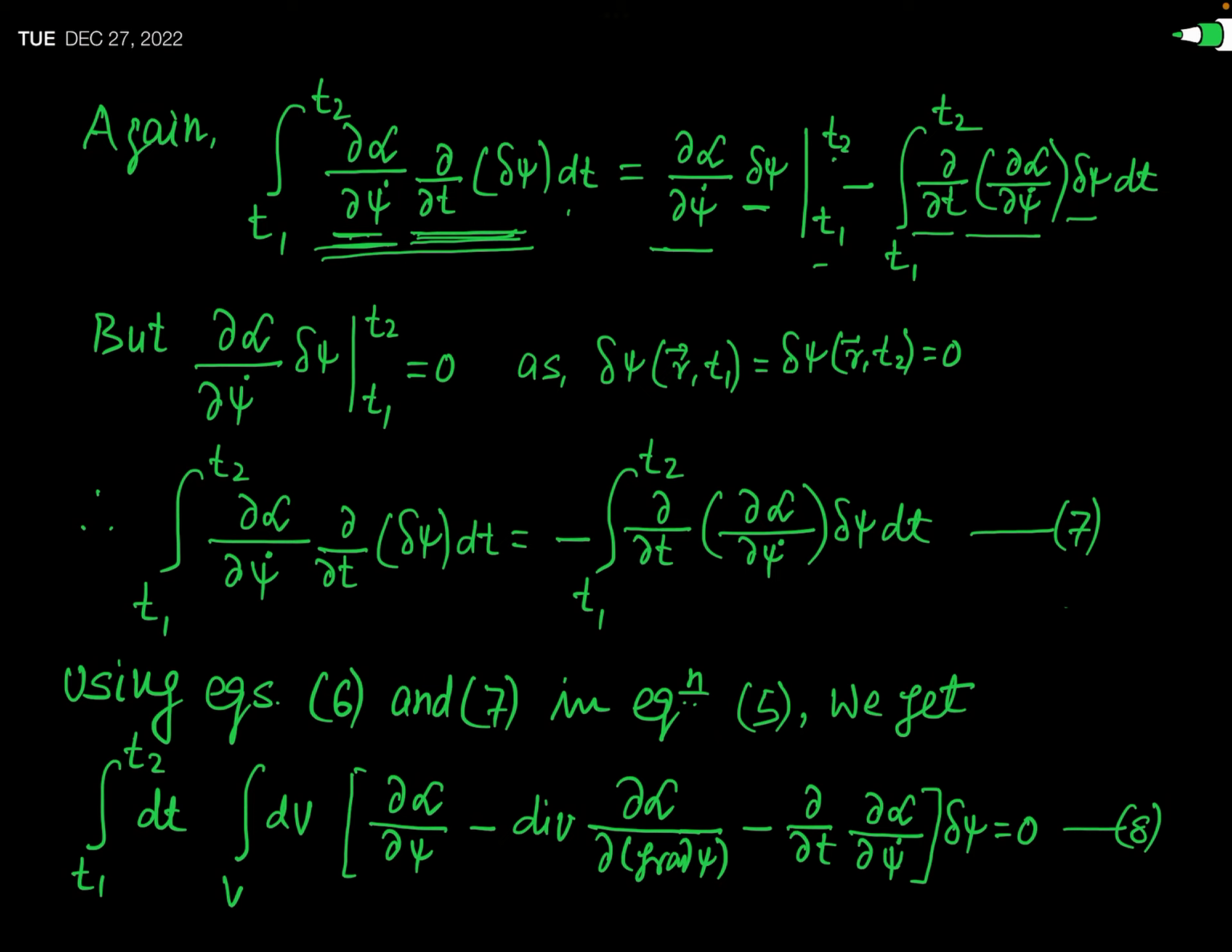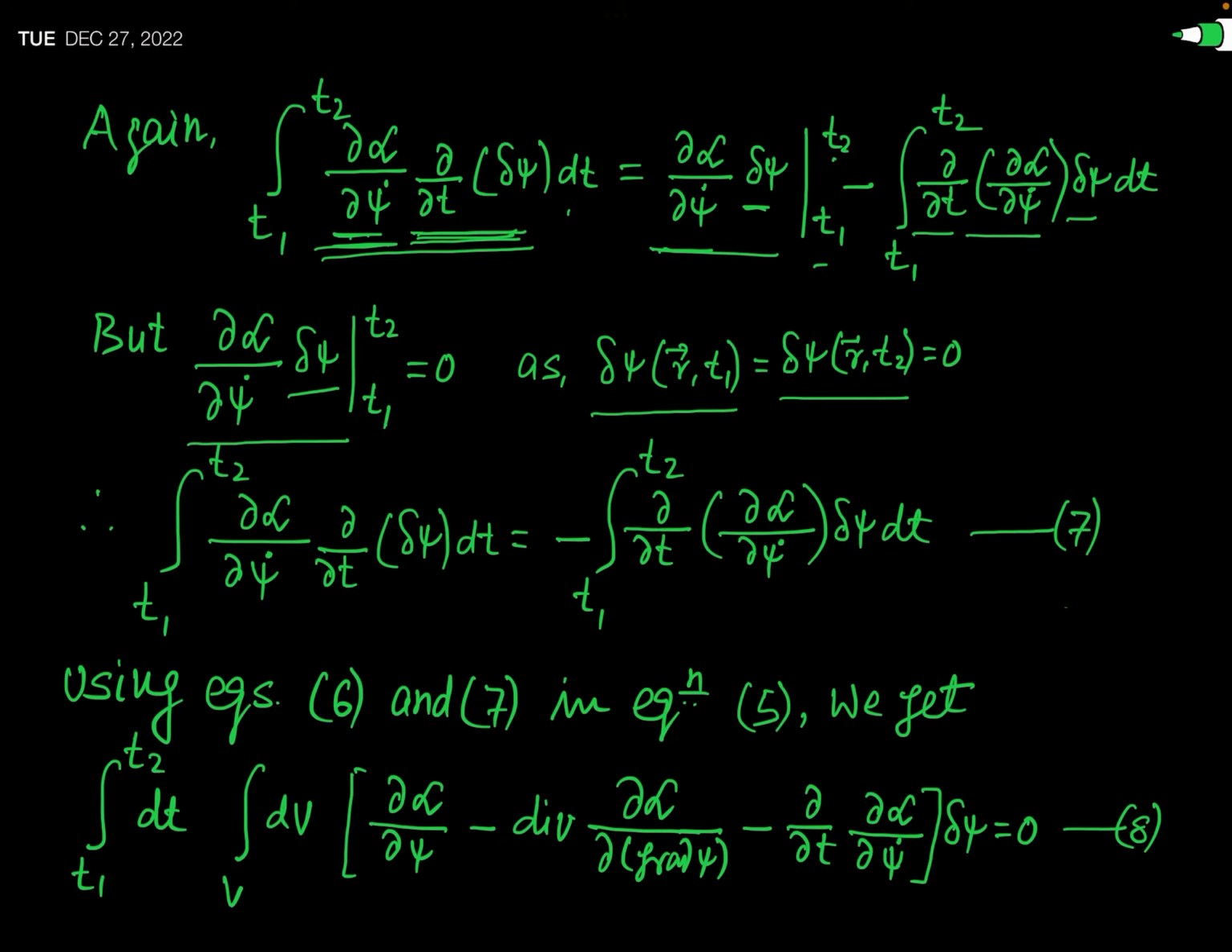Now as you know, this term del L by del psi dot delta psi at the limiting points t1 and t2 will be 0, because delta psi at t1 and delta psi at t2 are both equal to 0. So at these two limiting points delta psi vanishes, and therefore the first term in the RHS of this equation will be 0.